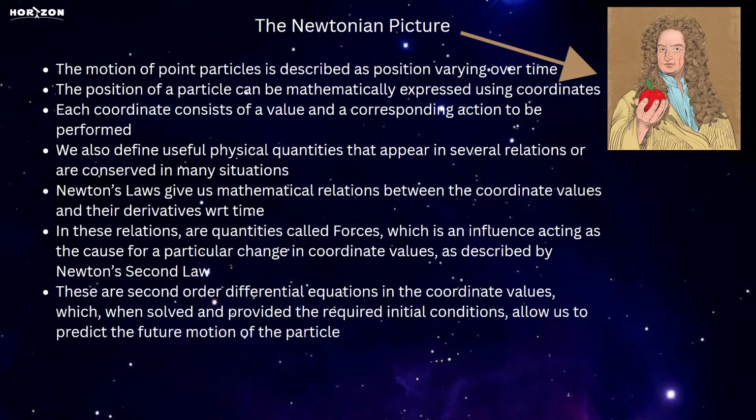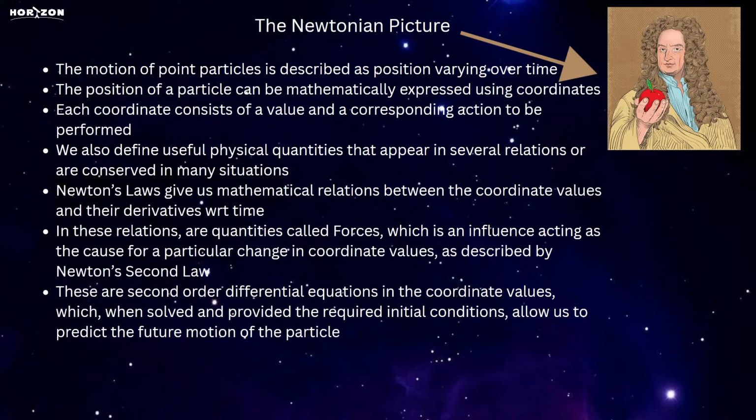Next, Newton's laws give us mathematical relations between the coordinate values and their derivatives with respect to time. For example, Newton's second law, F equals ma, gives us the relation between force and acceleration. First of all, what is a force? Force is the influence acting on a body which is causing motion. And what is acceleration? Acceleration is nothing but the second time derivative of position, d2x by dt squared.